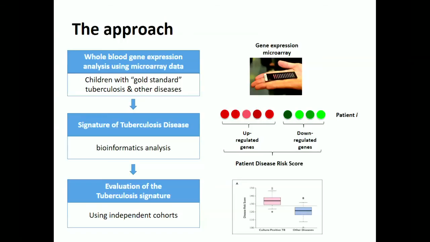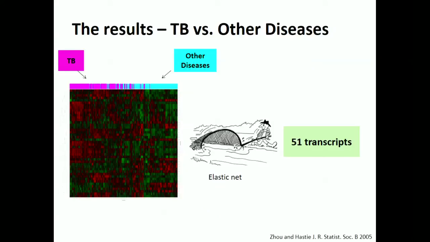And by using bioinformatics analysis, and playing with numbers a lot, we managed to identify genes that are switched on in TB and switched off in TB. And we combined them in a patient disease risk score that reflects the probability of a patient having TB. And then we evaluated them in independent validation cohorts.